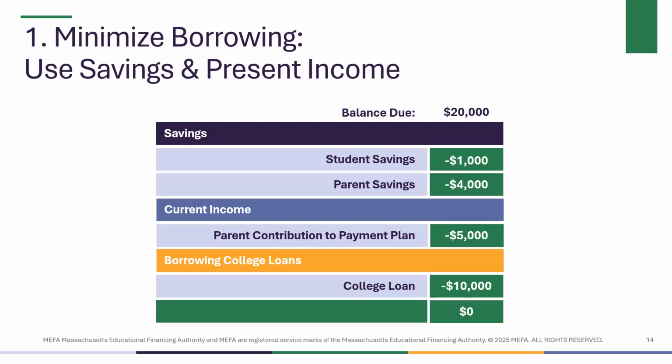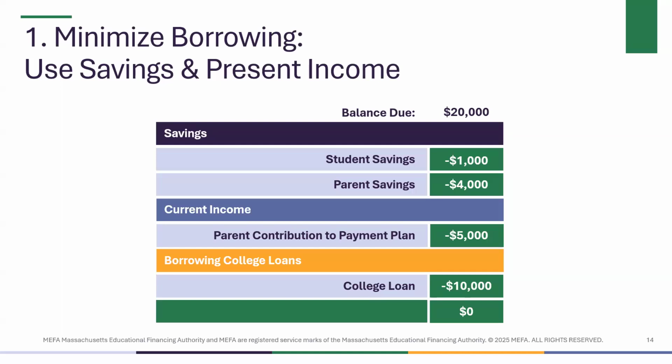In this example, this family has a bill due of $20,000 for the year. So by utilizing a little bit of savings, we've chopped $5,000 off that bill. If we were to put the entire $20,000 on a 10-month payment plan, it will be $2,000 a month. Now, that might be too steep for this family's budget, so they've decided we can afford $600 a month, and we'll put $500 a month on a $5,000 payment plan, and the rest on a $10,000 college loan at $100 a month. So there's our $600 affordable payment in this example.